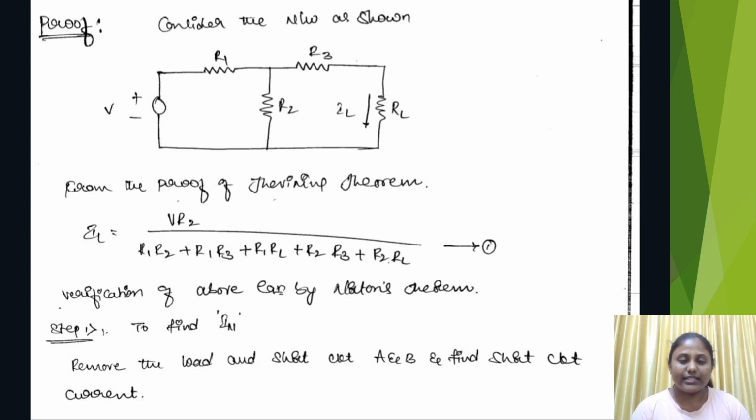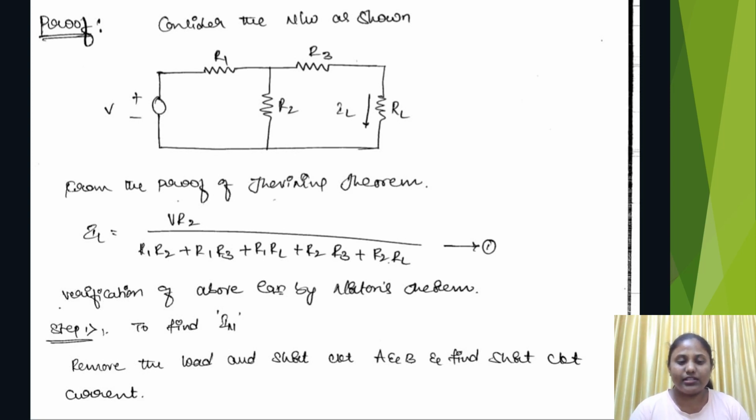Proof: consider the network as shown. From the proof of Thevenin's theorem, IL equals V R2 whole divided by R1 R2 plus R1 R3 plus R1 RL plus R2 R3 plus R2 RL. This is equation 1. Verification of the above equation by Norton's theorem.